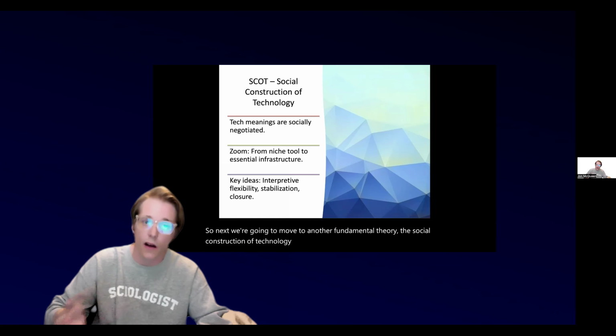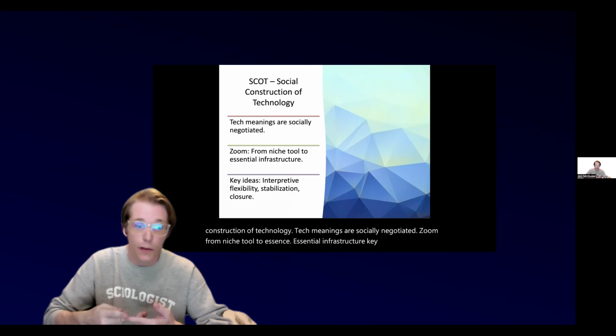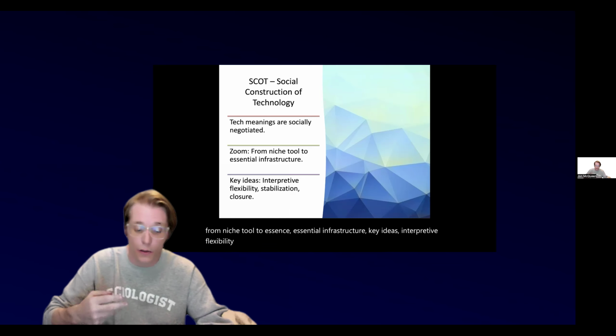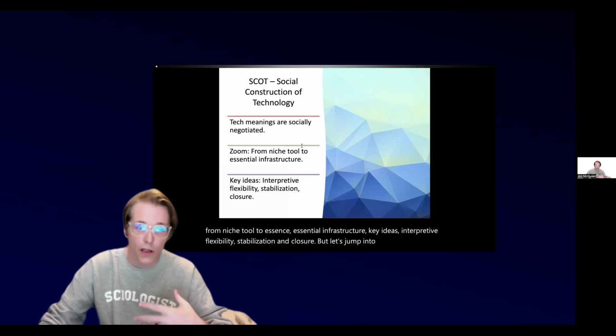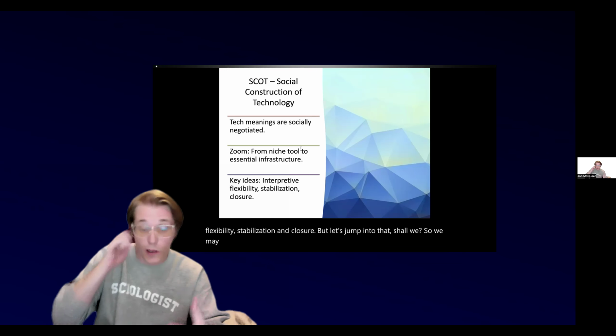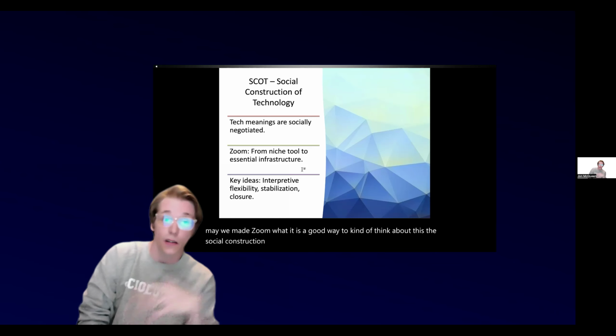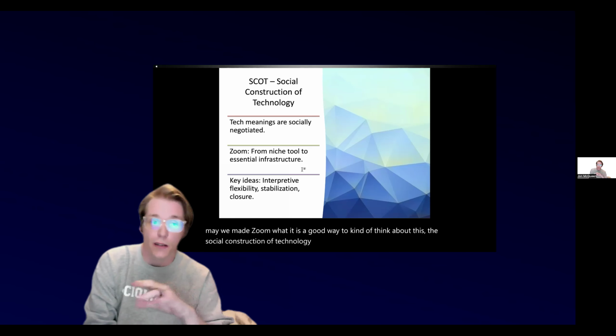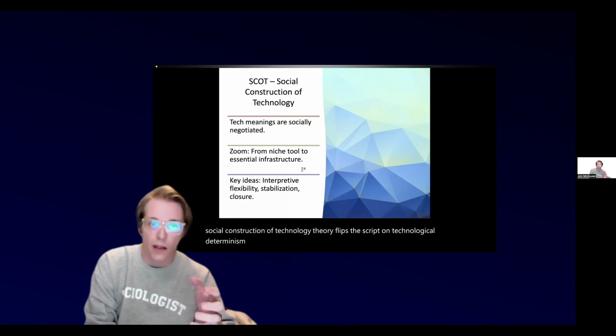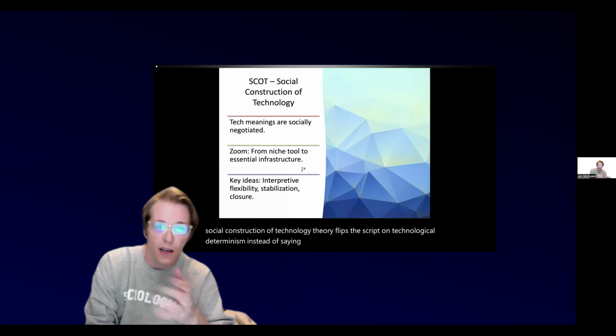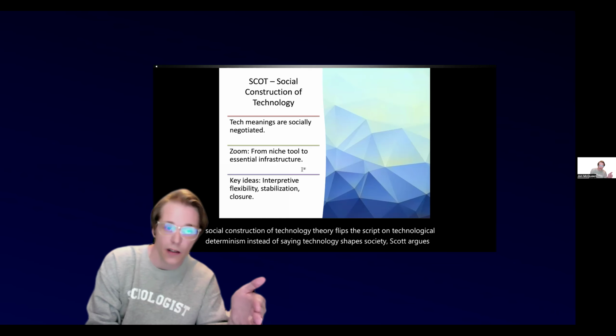Tech meanings are socially negotiated. Zoom went from niche tool to essential infrastructure. Key ideas: interpretive flexibility, stabilization, and closure. But let's jump into that, shall we? So we made Zoom what it is. The social construction of technology theory flips the script on technological determinism. Instead of saying technology shapes society, SCOT argues that society shapes technology.